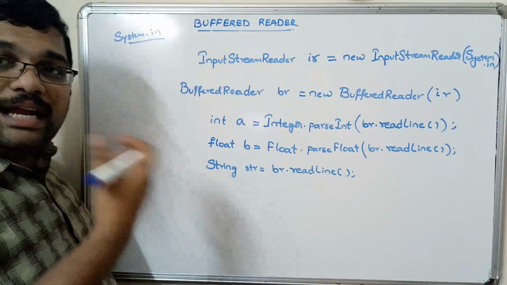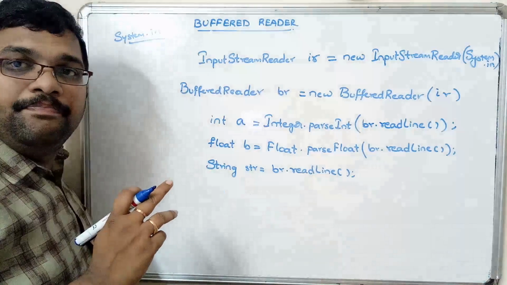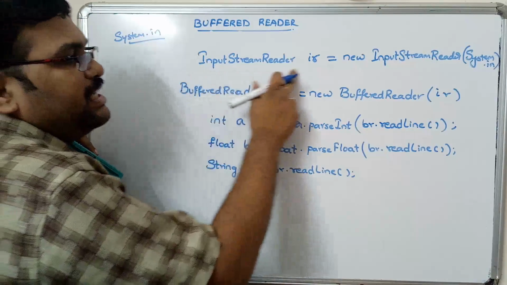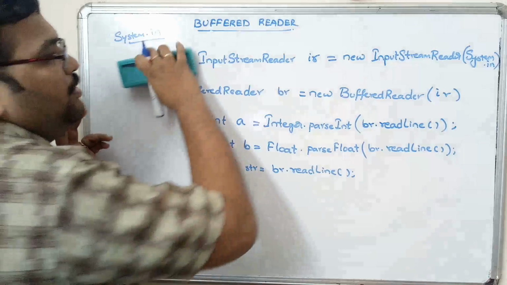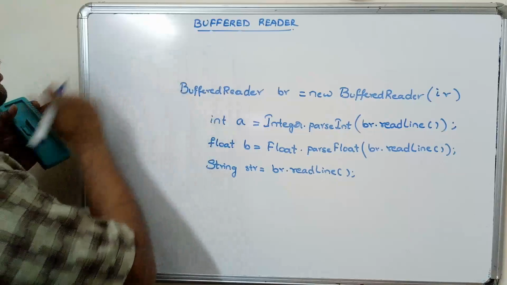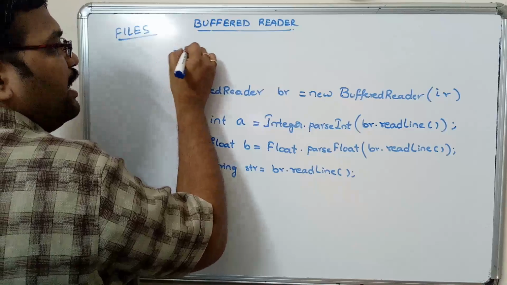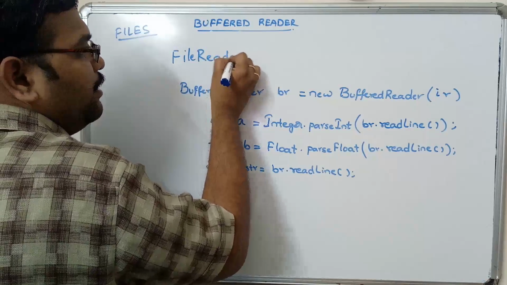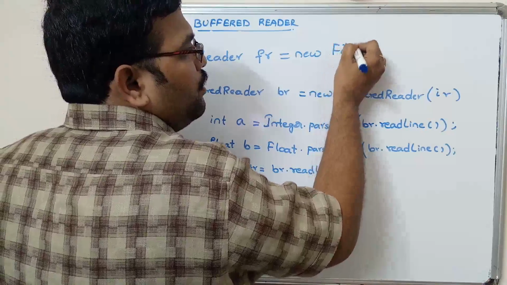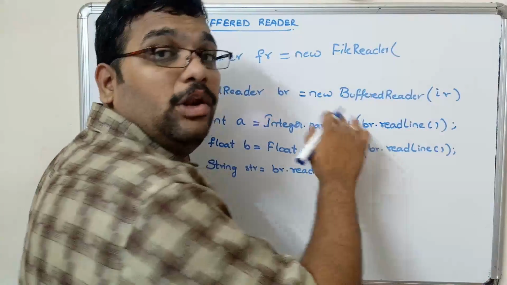Now let us see the second method, that is reading the data from file. So here also the same thing. Everything is same, but the only thing is, instead of using this input stream reader, we have to use a file reader. See, in order to read from files, we can write FileReader fr is equal to new FileReader. It's a class and a constructor, and here we have to give the location, right?